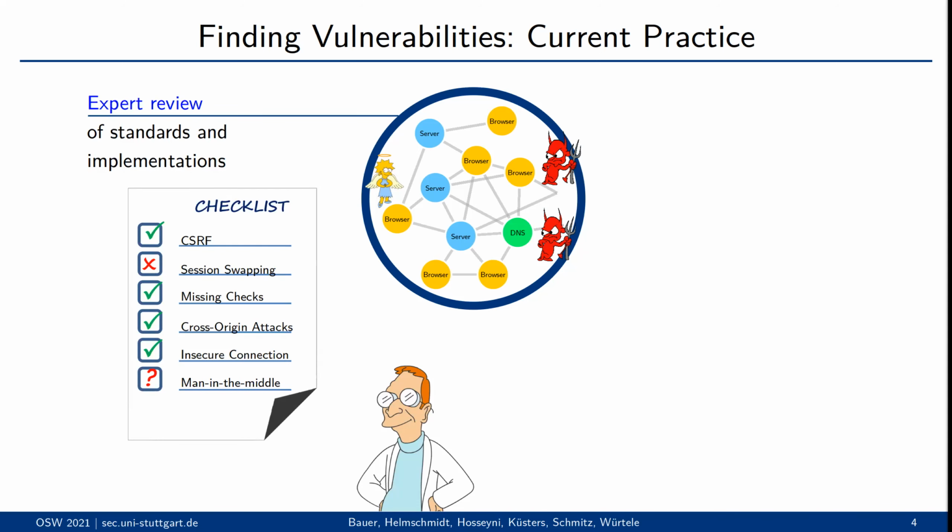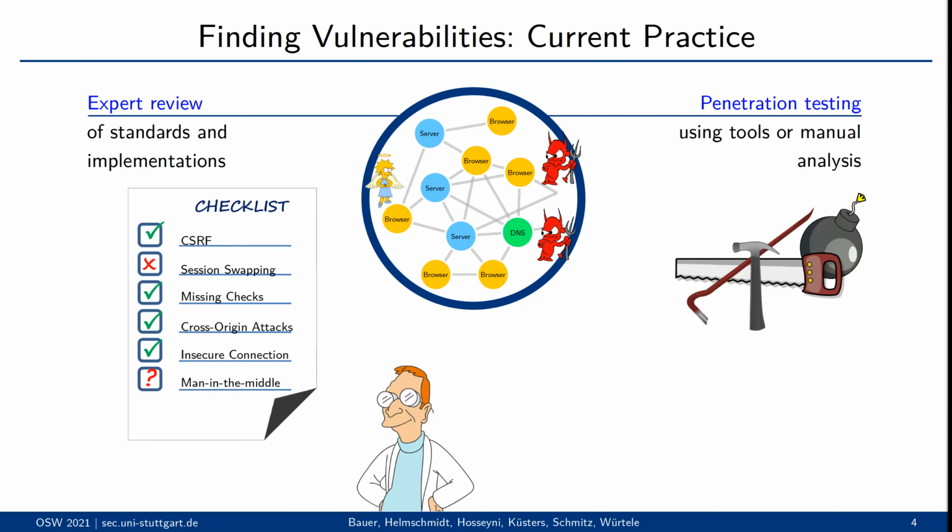So in an expert review, some expert goes through some known attacks and checks if your implementation or protocol is vulnerable to these attacks. Another really useful method is to do pen testing. And the pen tester would then try to break into the system and attack the system. So both methods are really useful in practice, and they make it possible to find many vulnerabilities in a short period of time. But these methods also have some downsides.